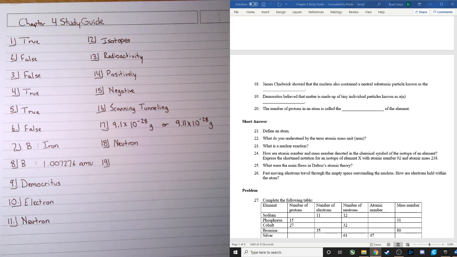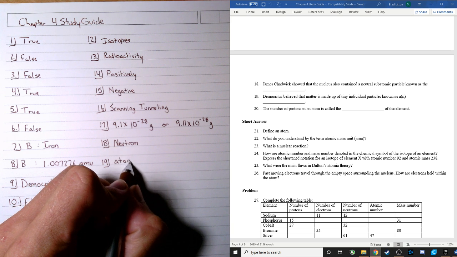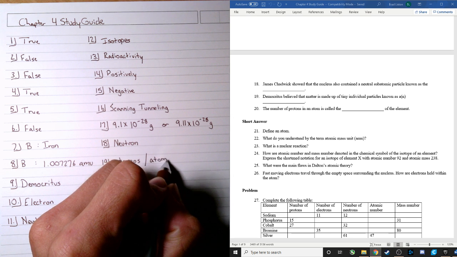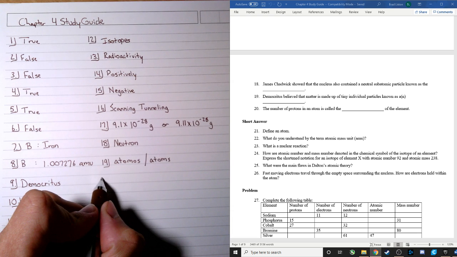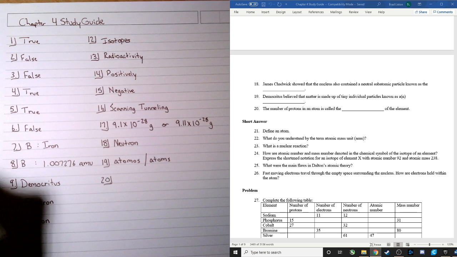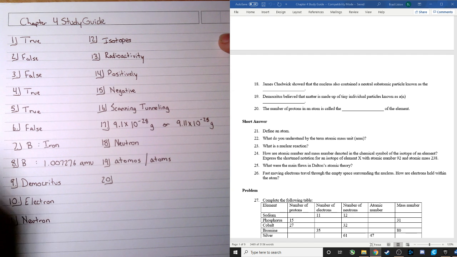Then next, Democritus believed that matter is made up of tiny individual particles known as what? Two answers are acceptable here. You could write atomos or atoms. Either one's acceptable. Then you have number 20 here. The number of protons in an atom is called the blank of the element. So the number of protons is called the atomic number.